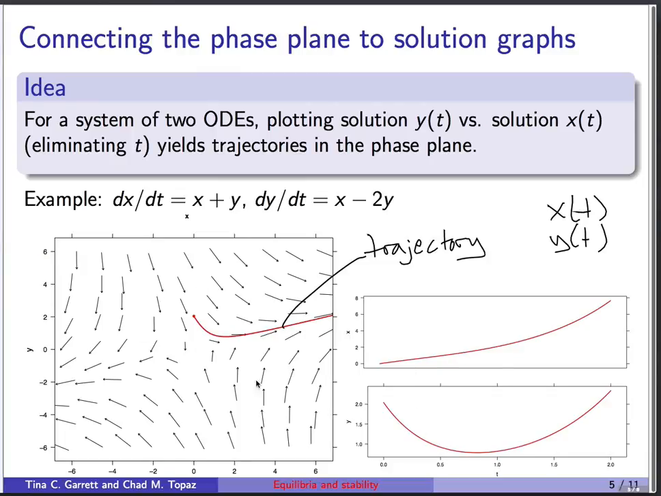So time is not explicitly in this picture here, but it is in these pictures here. And you can see that these things kind of map, right? So we picked an initial condition. This was around x equals 0, y equals 2. And when these graphs start out, you see that the x graph is at 0 at time equals 0, and the y graph is at 2.